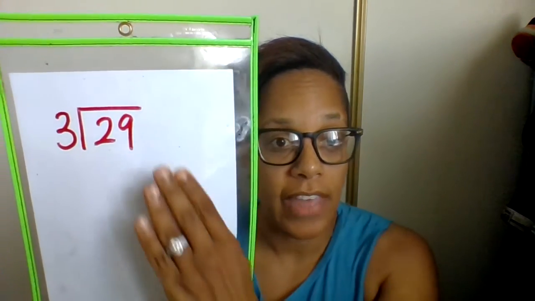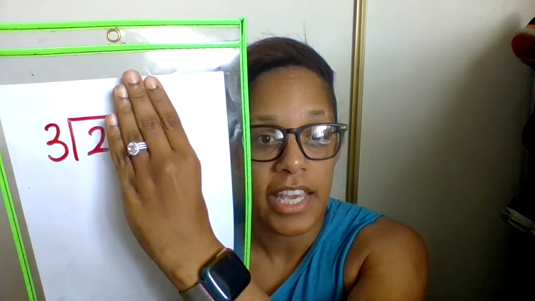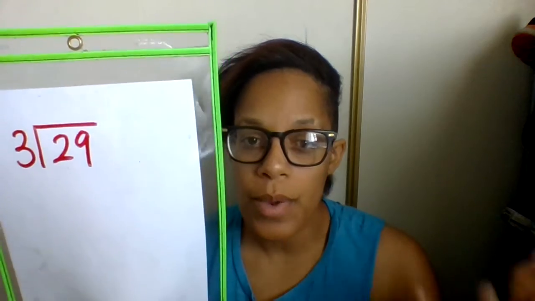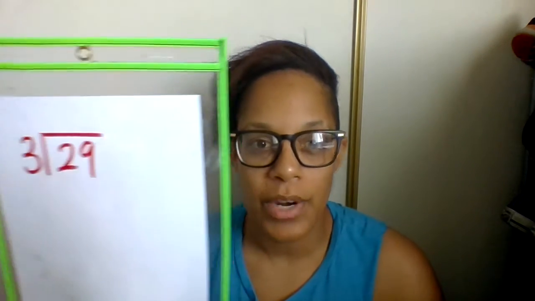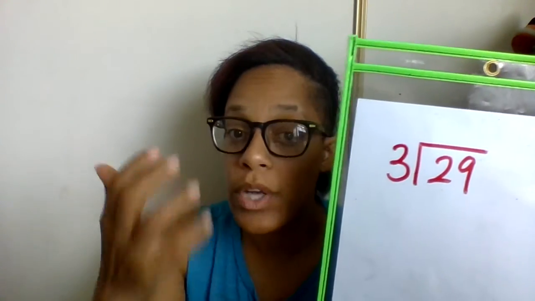We would look at that first digit in the dividend and see if we can get a group of our divisor out of that digit. So if I have 2, can we get 3 out of there? No. If you have 2, you can't give me 3 when I need 3, right? So we cannot get a group of our divisor out of our first digit in the dividend.